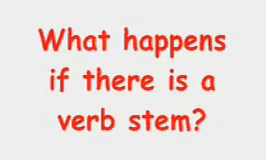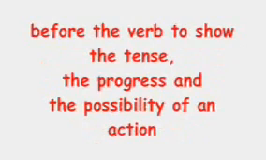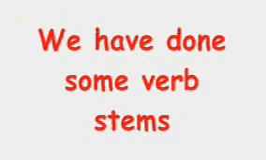Again, there is another question of third person and verb stems. Now, what happens if there is a verb stem before the verb? A verb stem is a little word inserted mostly after the subject concord, before the verb, to show the tense, the progress, and at times the possibility of an action. We have done some verb stems such as santi and seti. Let me remind you by playing part of those lessons.